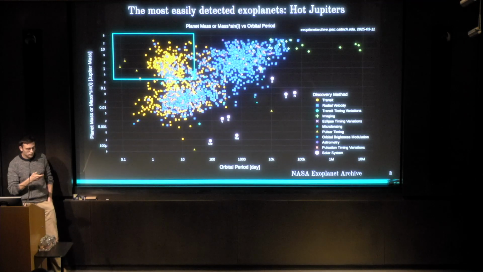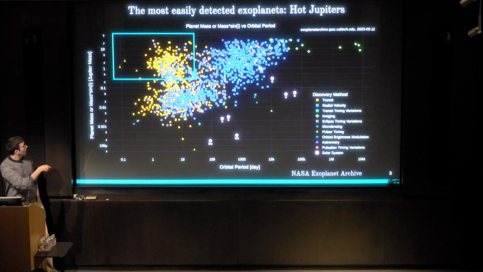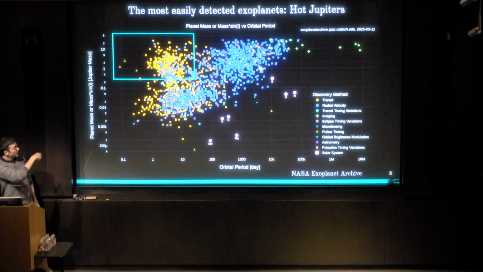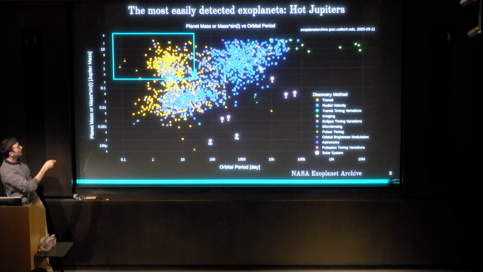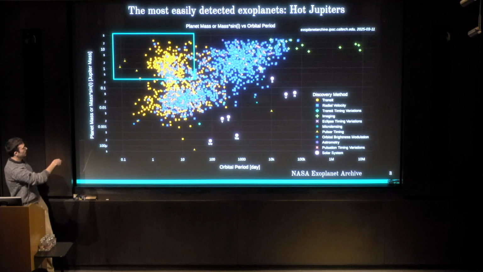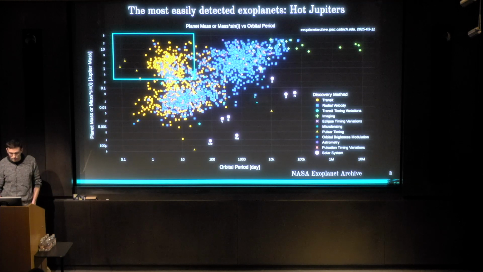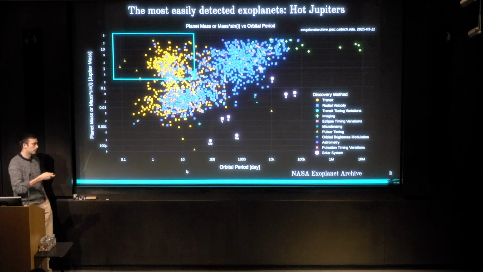So what are hot Jupiters? Hot Jupiters are planets. This is the exoplanet population taken from NASA a few weeks back. And this is the mass and the orbital period. Hot Jupiters are low period and high mass. They are like Jupiters that orbit close to their star.